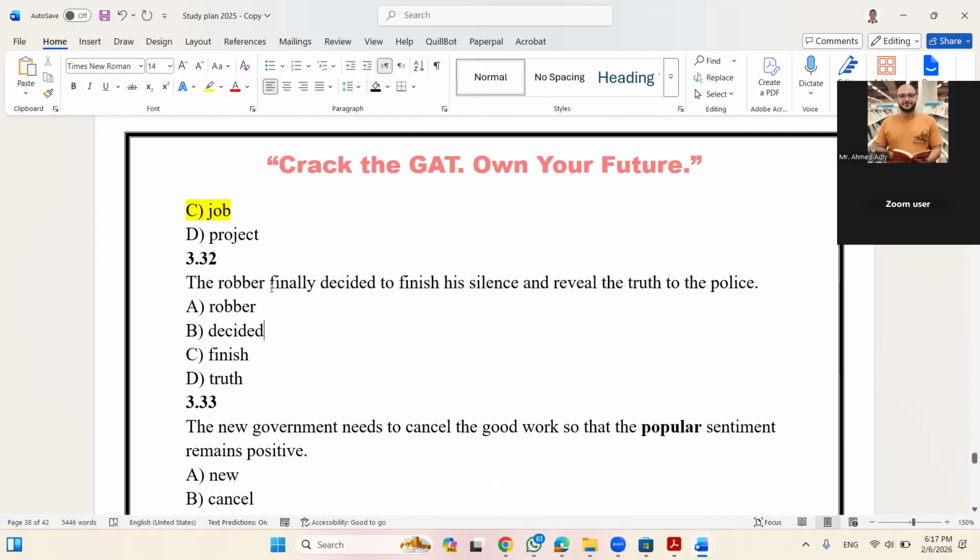Next, the robber finally decided to finish his silence and reveal the truth to the police. Finish his silence. What do you replace?